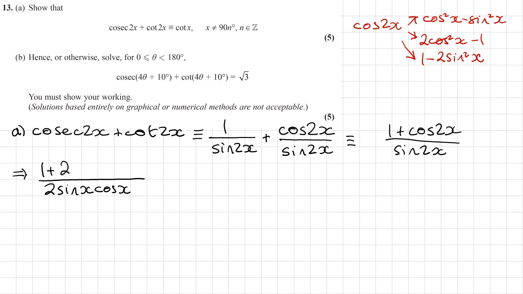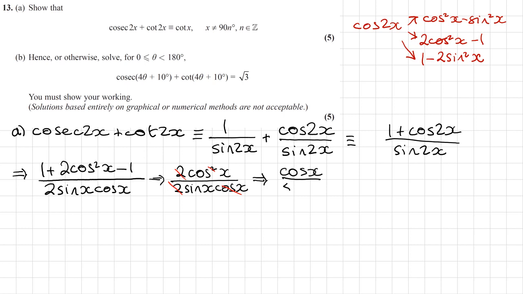So we've got 2 cos squared x minus 1. So the 1's are going to cancel out. So we have 2 cos squared x over 2 sine x cos x. Now what's going to happen here? The 2's will cancel out. The cos will cancel out with the cos squared, and that just leaves me with cos x over sine x. And what is cos x over sine x? That is equivalent to cot x. So we've proved that identity.